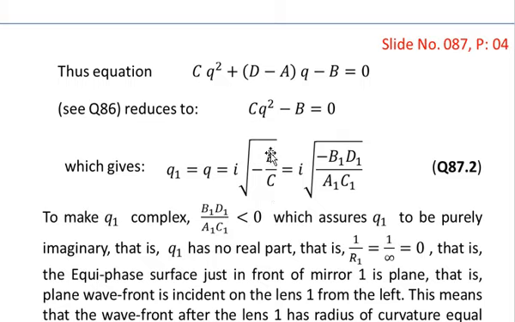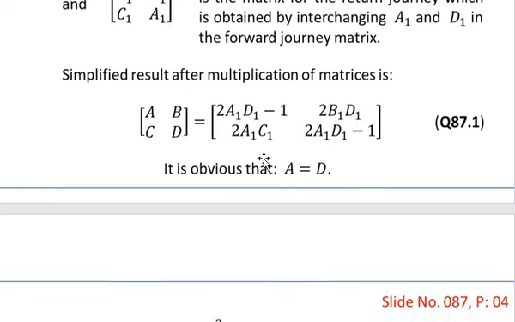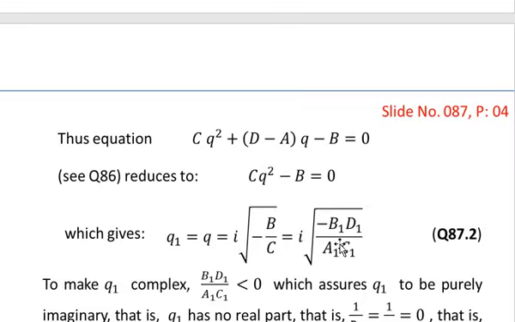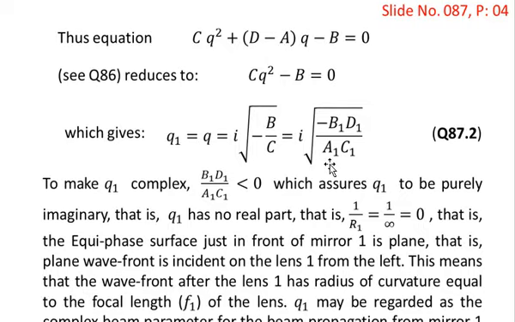And you know that the values of B and C can be obtained from this matrix. This is the value of B, which is 2 B1 D1, and this is the value of C, which is 2 A1 C1. So replacing B and C with the values from the matrix on the right hand side of equation number 1, we obtain the equation shown in 2. Q1 is equal to iota times the square root of minus B1 D1 over A1 C1.